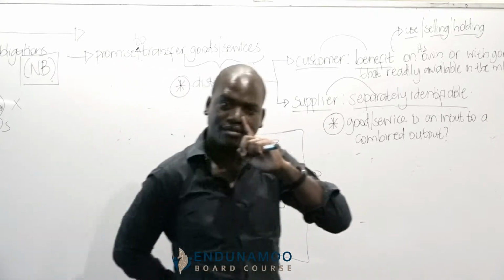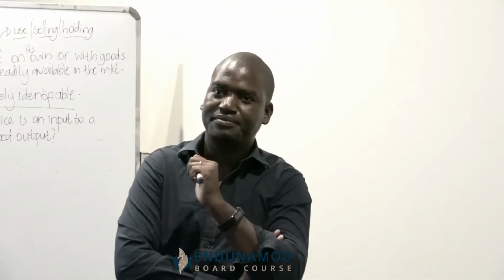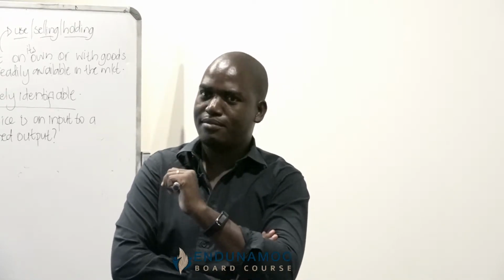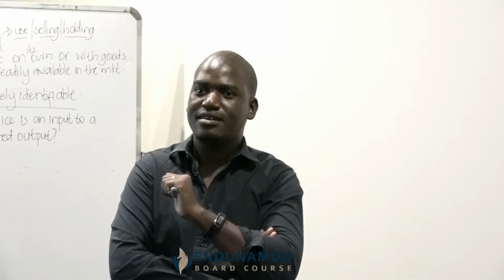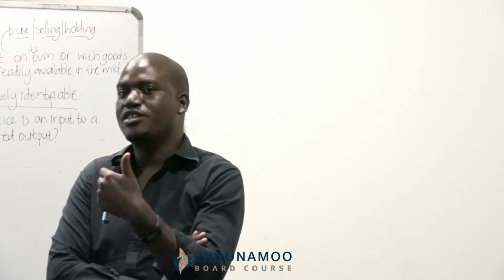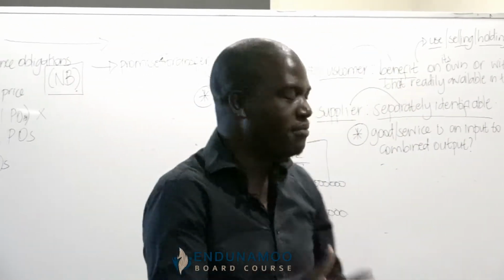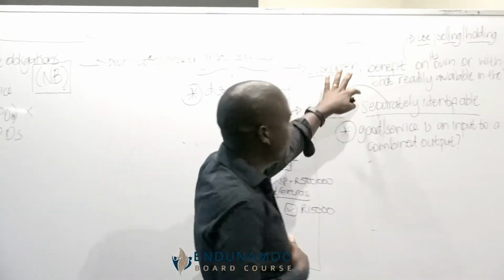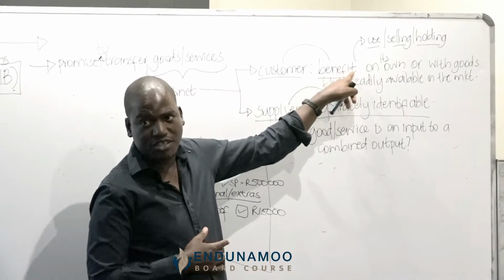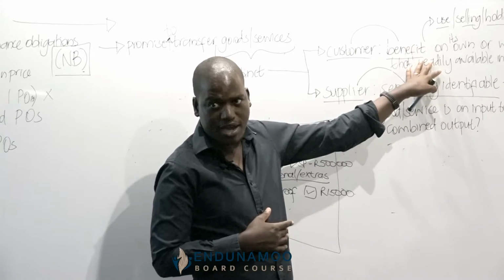I just want to ask, if we're doing a discussion question, I should also discuss the customer and the supplier? Yes. That's what we are saying. You start with the customer and you talk about the goods in the contract. You put this as a brief introduction, that we need to consider whether the customer benefits from the goods on their own or with goods that are readily available in the market, right?